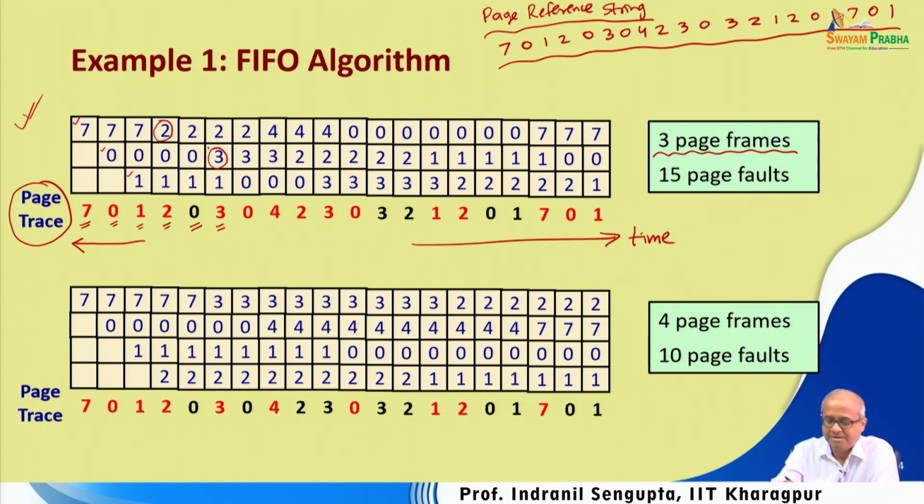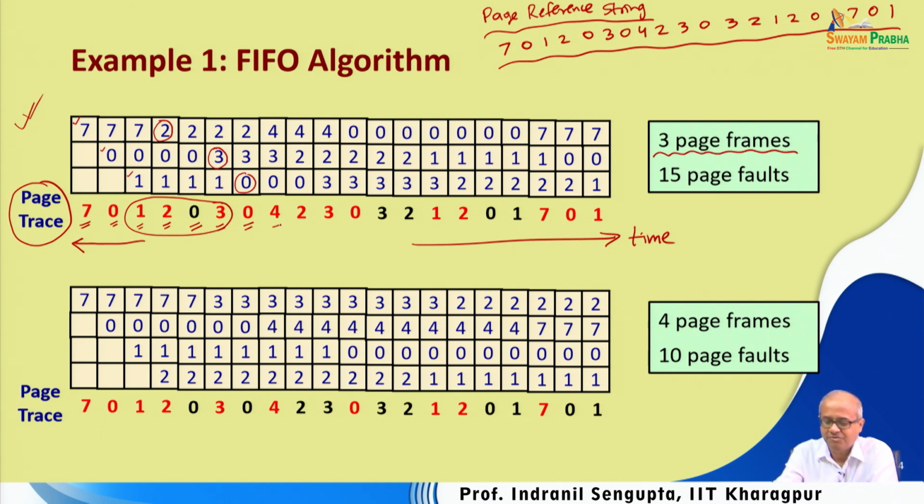Then again you are accessing 0. 0 is not there; memory has 2, 3, 1. Find out which is the oldest page out of 2, 3, 1. If you look back, you can find that 1 is the oldest. So you will have to replace 1. Instead of 1, you bring in 0. Same thing repeats, I am doing it for all the pages.